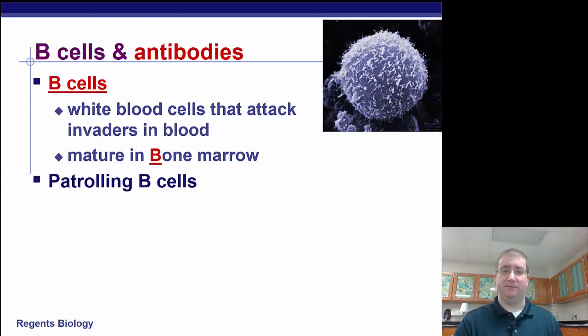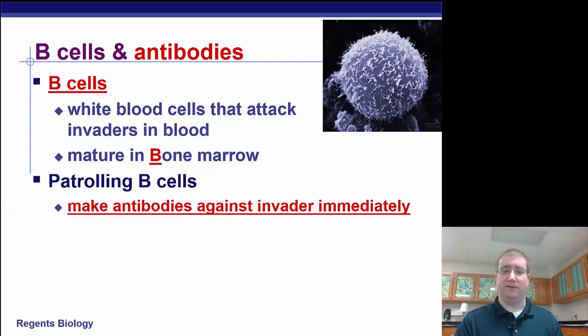There's two different types of B cells. You have these patrolling B cells, which are going to actually create antibodies. B cells' main job is to create antibodies, and we'll discuss in a second what they actually do. Immediately after they can recognize an invader, they're going to activate and create antibodies against that antigen.